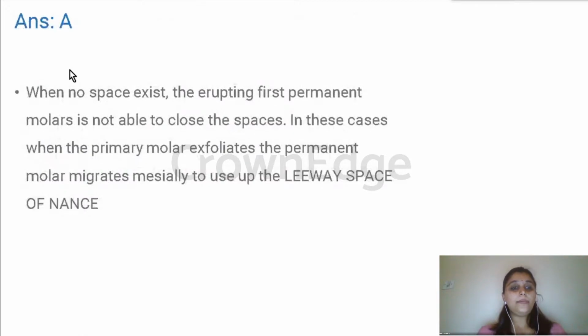So when there is no space, what happens is most children would have used their physiological spaces, or the primate spaces, for the early mesial shift. Sometimes they do not have those spaces, and when no such space exists, the first permanent molar is not able to close the space. So in these cases, the primary molar will exfoliate, and the permanent molar will migrate mesially to use up the leeway space of Nance. Now, the question can arise in your mind: what is this leeway space of Nance? Can anyone tell me?